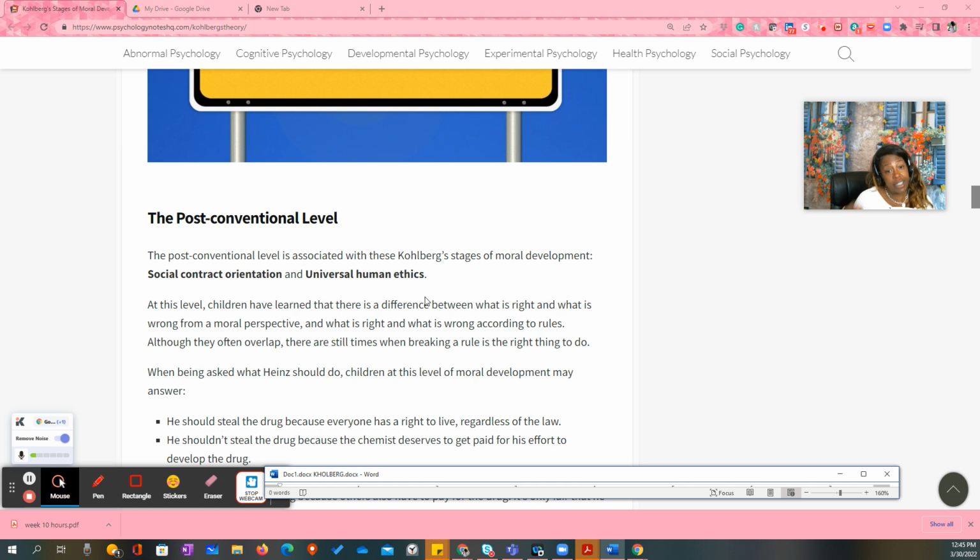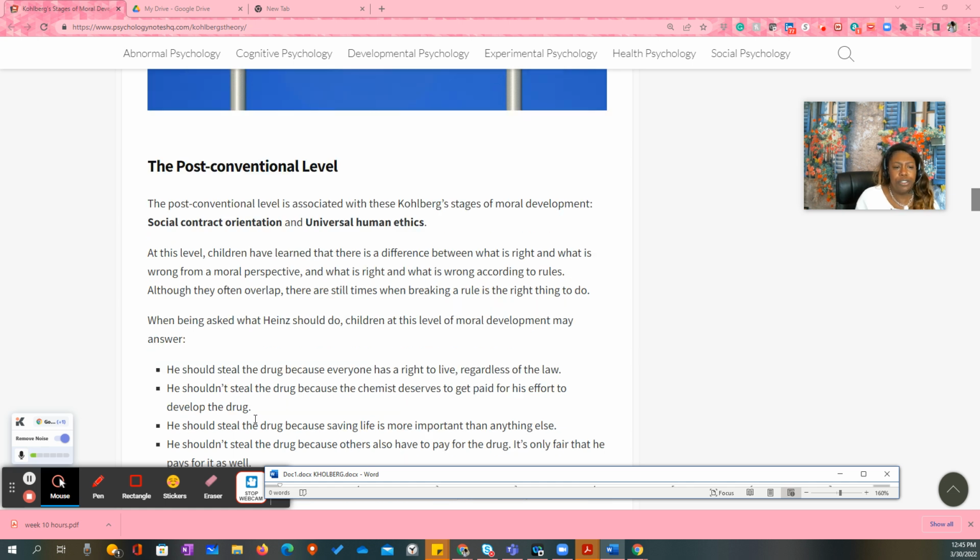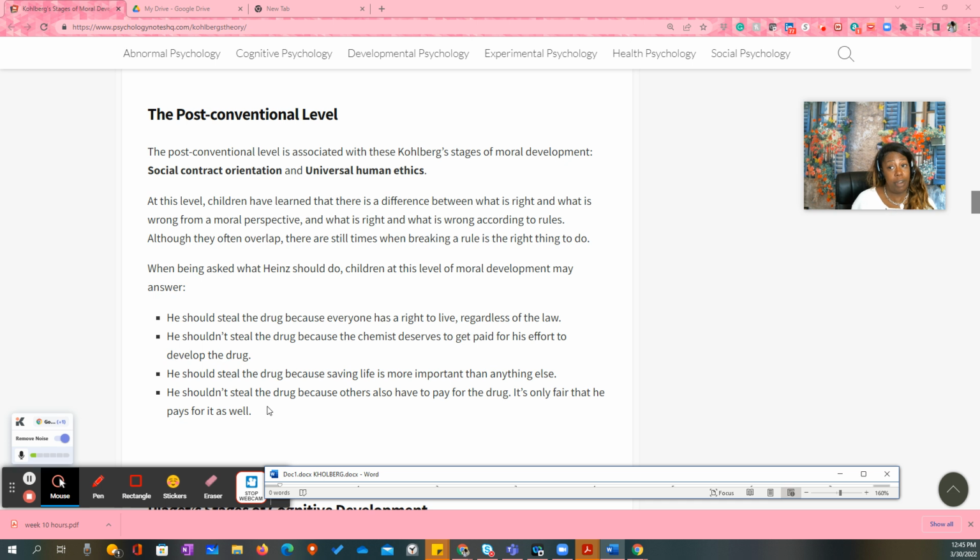When asked about Heinz at this level, children said he shouldn't steal the drug because everyone has a right to live regardless. He should steal it. He shouldn't steal it because the chemist deserves to get paid for his efforts. Third one, he should steal the drugs because saving life is more important than anything. Or D, he shouldn't steal the drug because others have to pay for the drug. It's only fair that he pay for it as well.